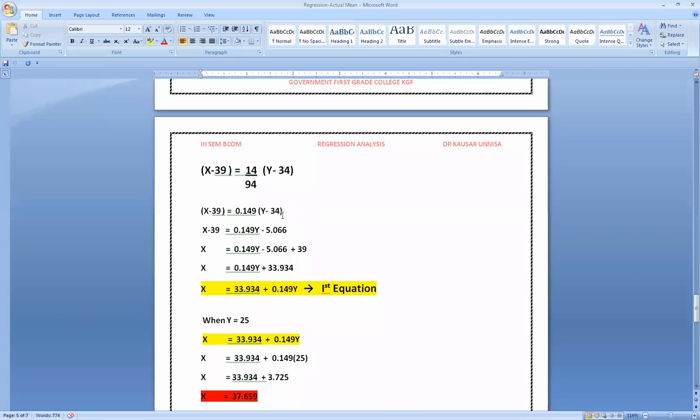On the right side and left side we are removing the brackets. x minus 39, then 0.149 into y will be 0.149y. Plus into minus is minus, 0.149 into 34, the value is 5.066. Now we are shifting the left side numbers to the right side. So x equals 0.149y minus 5.066, and this minus 39 becomes plus 39. Therefore, x equals 0.149y minus 5.066 plus 39. The difference is 33.934.